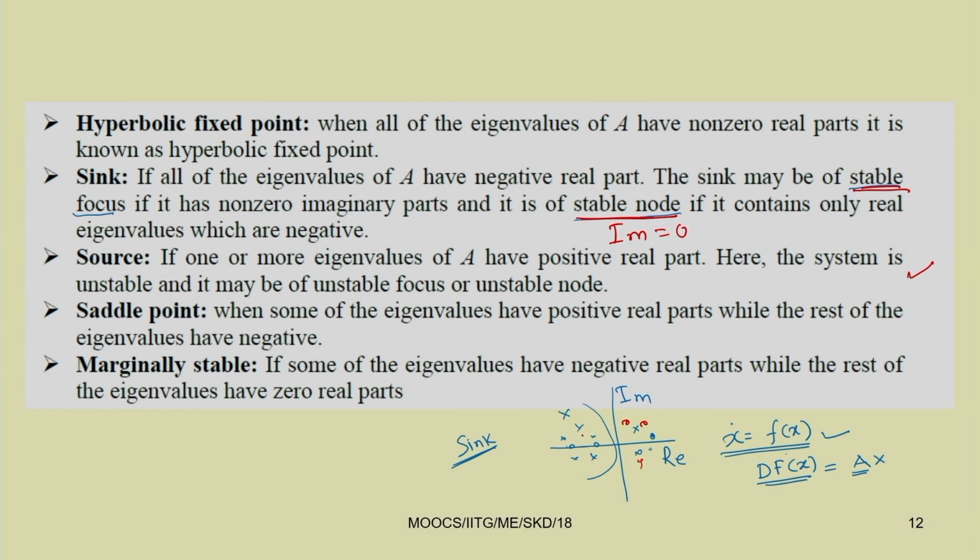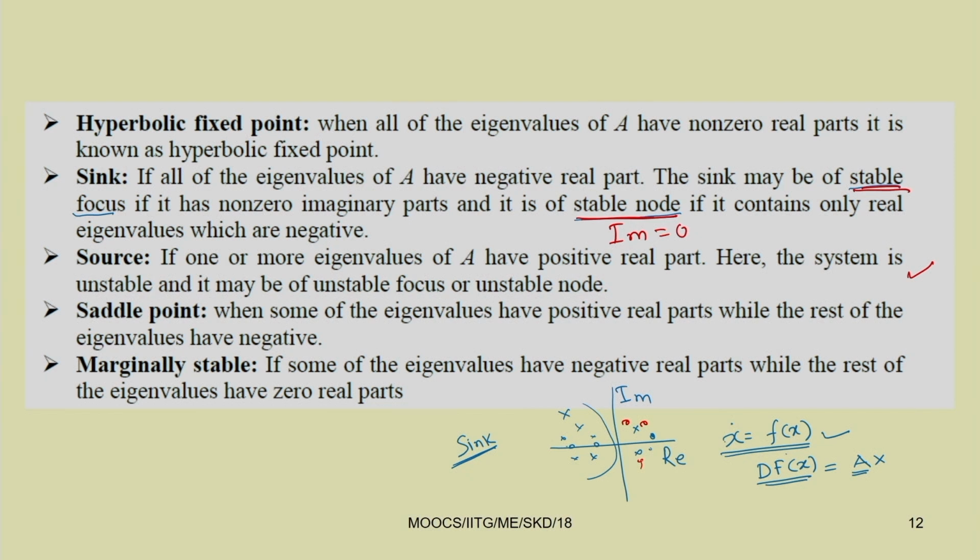Saddle point: when some of the eigenvalues have positive real parts and some others have negative real parts, that means it is on both sides of the S plane. Then we can tell it is a saddle point. The equilibrium point is a saddle point if some of the eigenvalues have positive real parts, while the rest have negative real parts. Marginally stable: if some of the eigenvalues have negative real parts, while the rest have 0 real part.